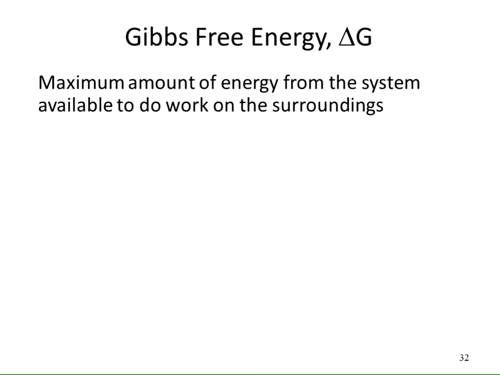The Gibbs free energy is represented as the delta G. This is the maximum amount of energy from the system available to do work on the surroundings. So remember, this is the amount of energy available after the energy tax. And G, the Gibbs free energy, is equal to H minus T times S, which is the entropy. But we can't directly measure the G and the H and the S. We can only measure the change. So we look at the change in the system. So delta G equals delta H minus T delta S.